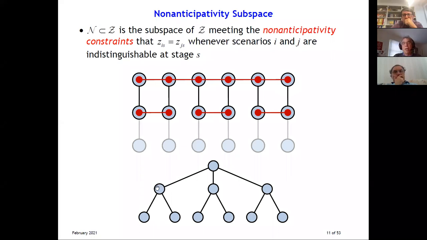Say in this very small tree, at stage two, these two scenarios are not distinguishable yet. So for these two nodes, the vectors have to have the same value. Same for these two. So this is a linear subspace and it's called non-anticipativity. In other words, you're not allowed to see the future. And we call it script N.